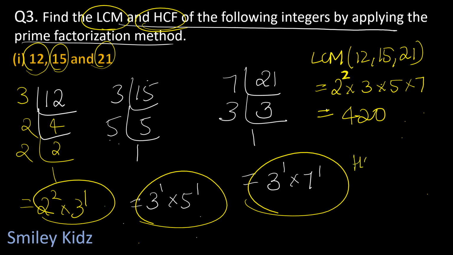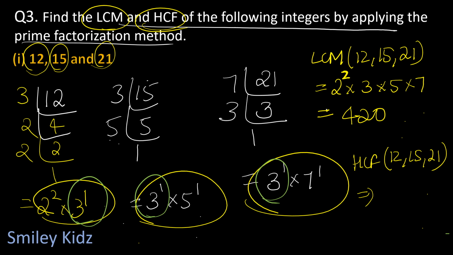And then we have the HCF of the three numbers 12, 15 and 21. What is HCF basically? It is the product of the smallest powers of the common factors. Now we observe that 3 is common in all the cases, and its least power is 1. So 3 to the power of 1, which is 3. Therefore, the HCF of 12, 15 and 21 is 3, whereas the LCM is 420.